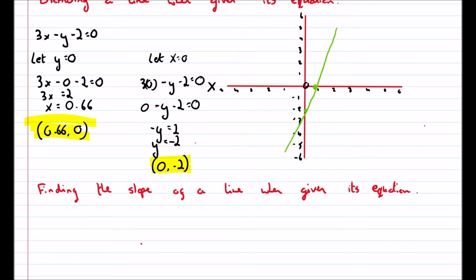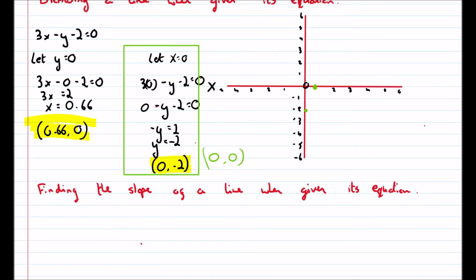There's only one scenario where this method won't work, and that is if the line crosses the origin at (0, 0). If that's the case, then when you do this, you're going to get an answer of (0, 0). That can be 1 point, that's fine. But now you need to do it again. Just let x or y equal another number besides 0.